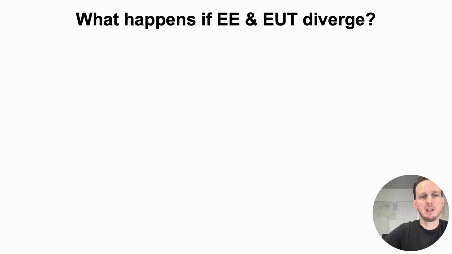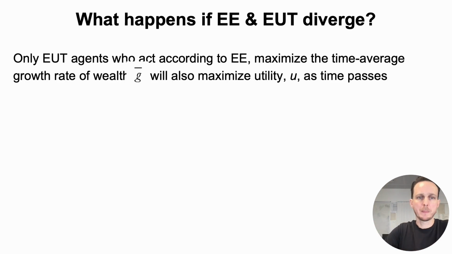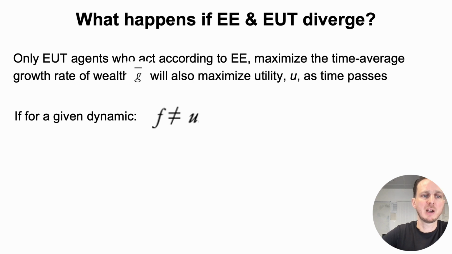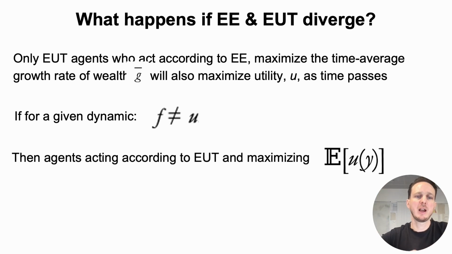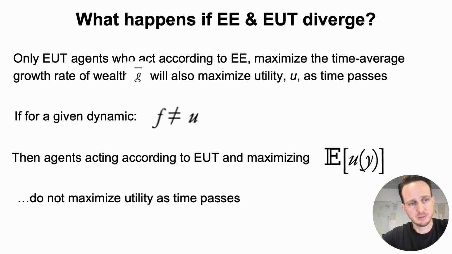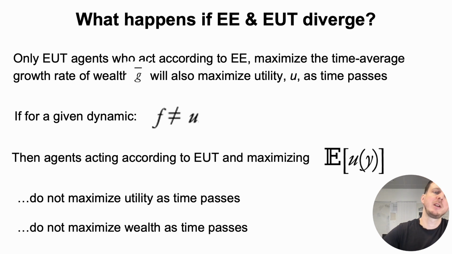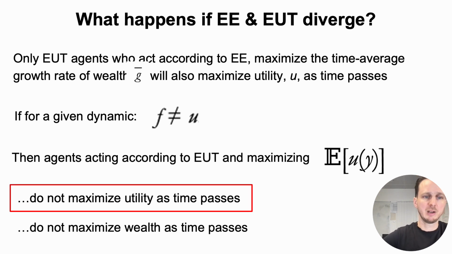So what happens if EE and EUT diverge? It's only EUT agents who act according to EE, maximizing the time average growth rate of wealth G, who will also maximize utility as time passes. If for a given dynamic, however, there is a distinction between the ergodicity transformation and the utility function, then agents that act according to EUT and maximize expected utility do not maximize utility as time passes, and they don't maximize wealth as time passes. So that's kind of a surprising result.